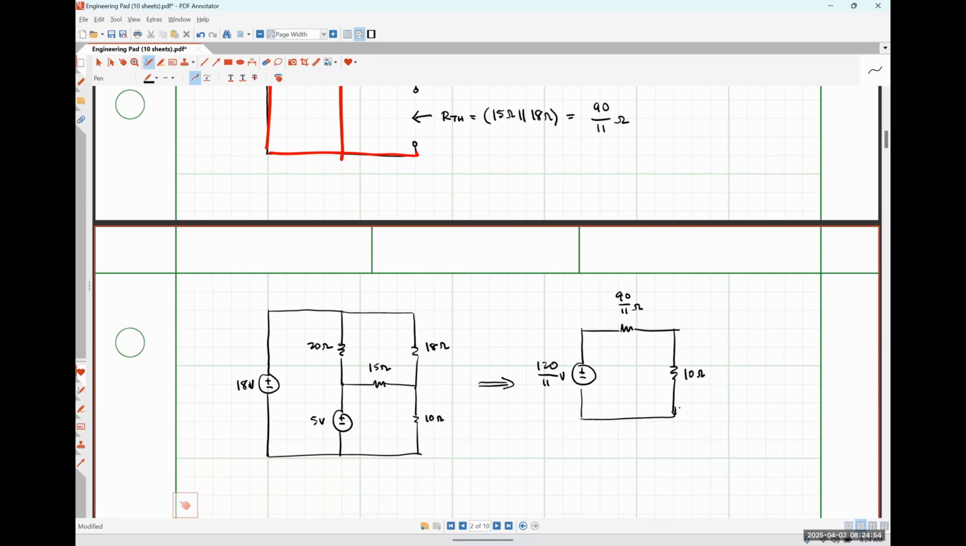Brielle, how may I help you? So getting rid of which ones? So there isn't a 5 ohm resistor anywhere. So there's a 20 ohm resistor on the top left. There's an 18 ohm resistor on the top right. There's a 15 ohm resistor in the middle. Oh, the 20 ohm and the 5 volts.